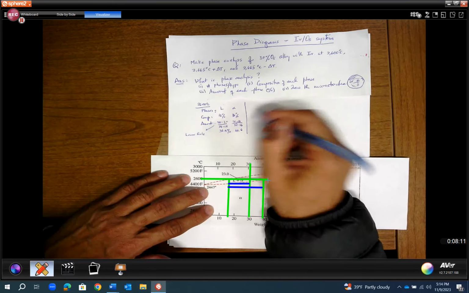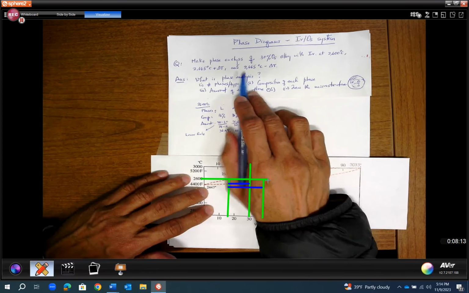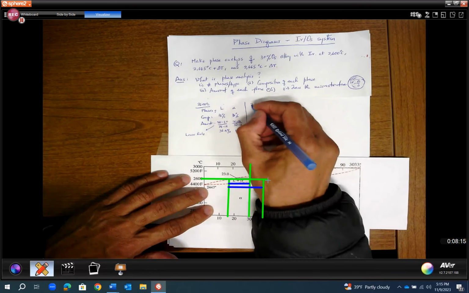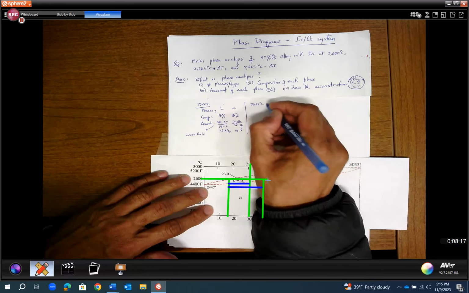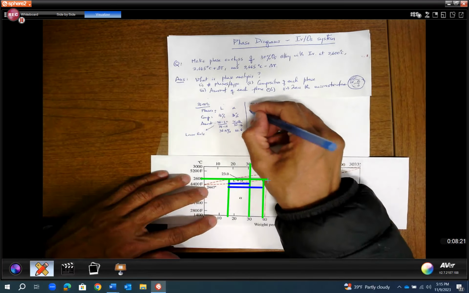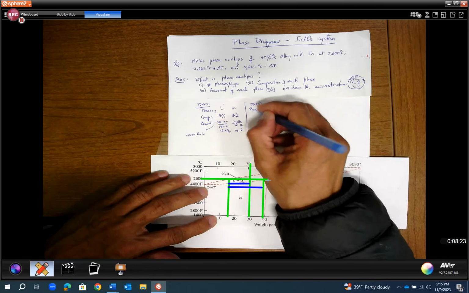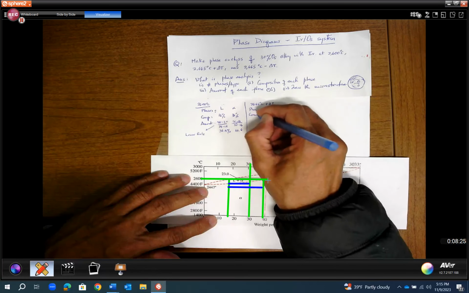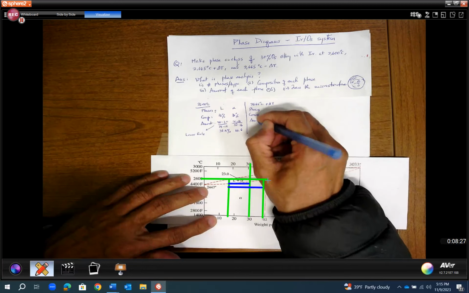That's that. What about the next one? 2665 plus delta T. Phases, composition, amount.